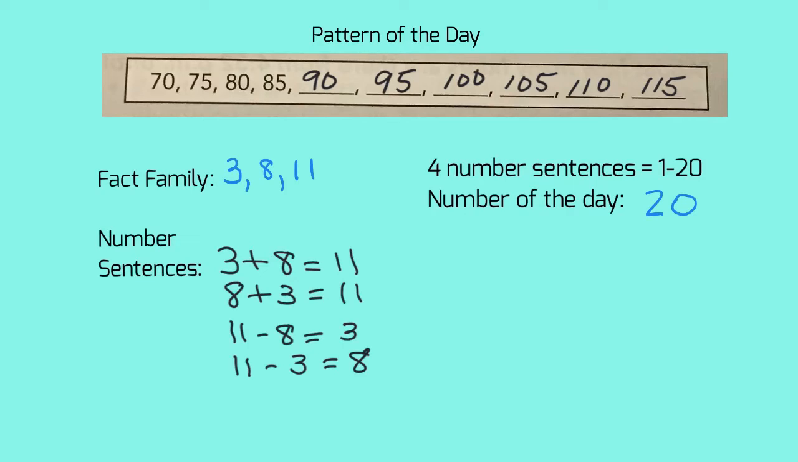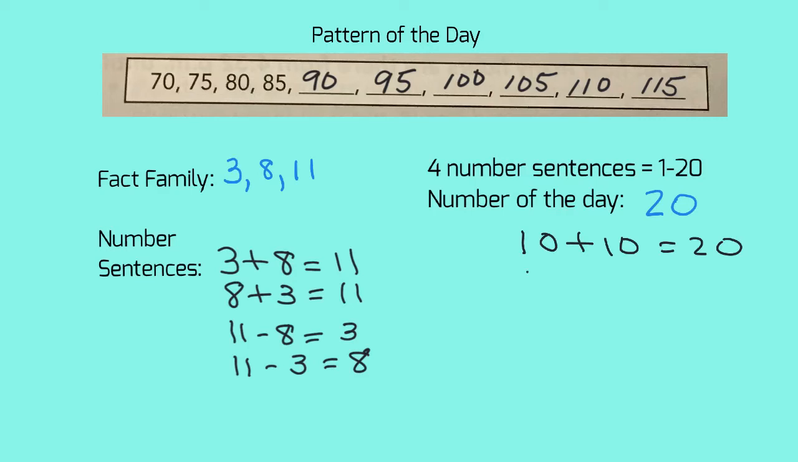So our number of the day is 20. We need 4 number sentences that equal the number 20. Let's go ahead and do one of our easy ones. Let's say 10 plus 10 equals 20. Can you think of another one? You should be writing these down on a piece of paper and going along with me. Feel free to write out your own number sentences.